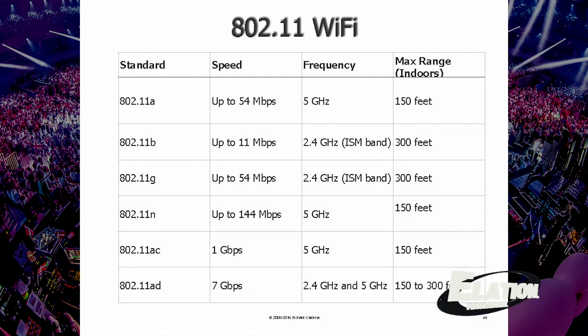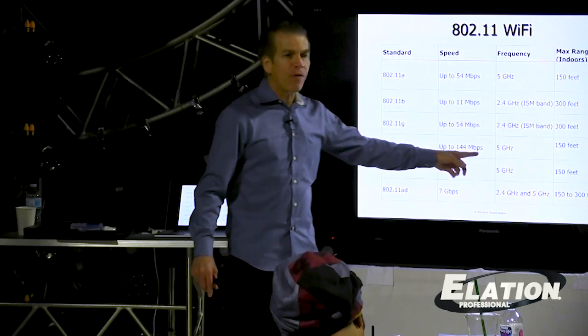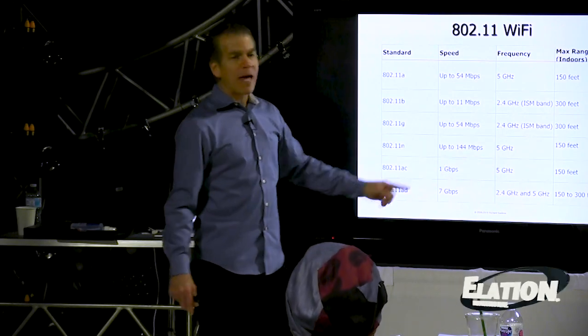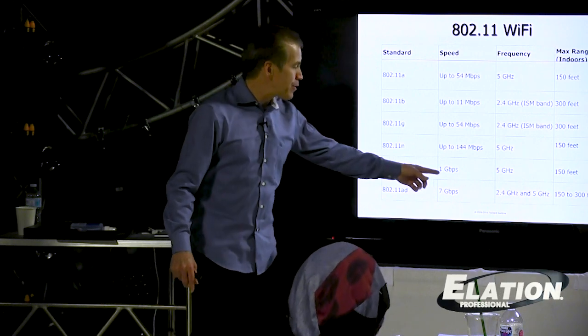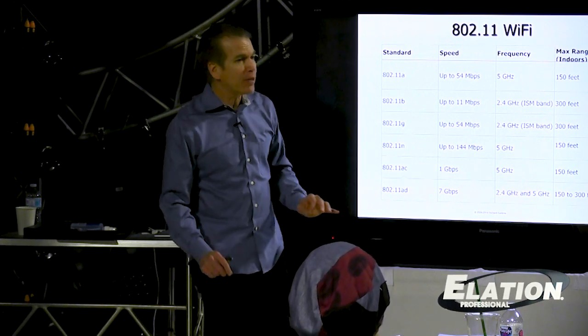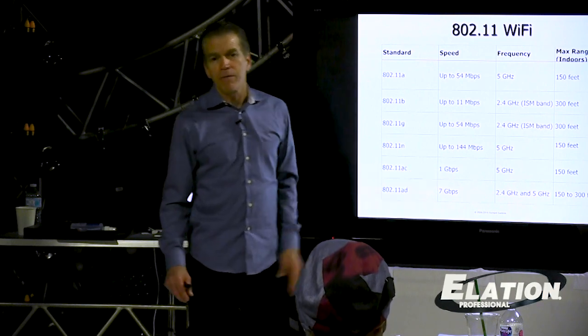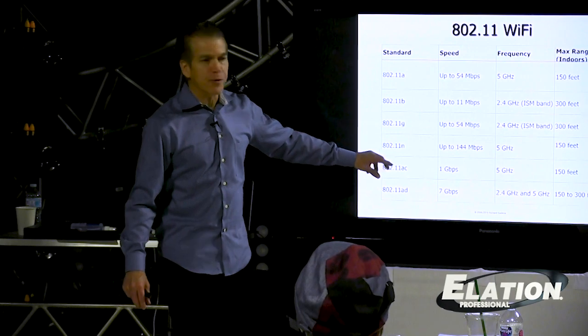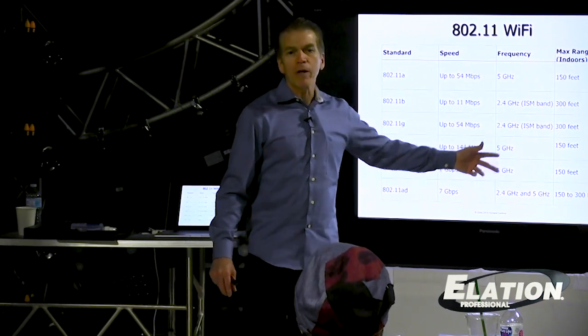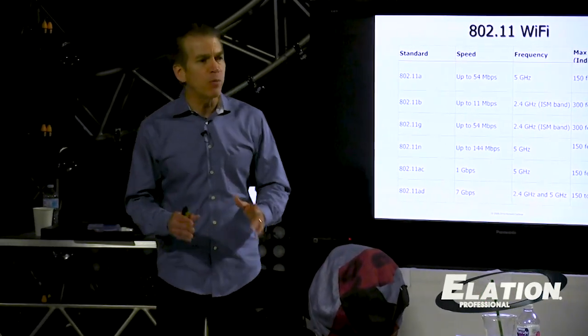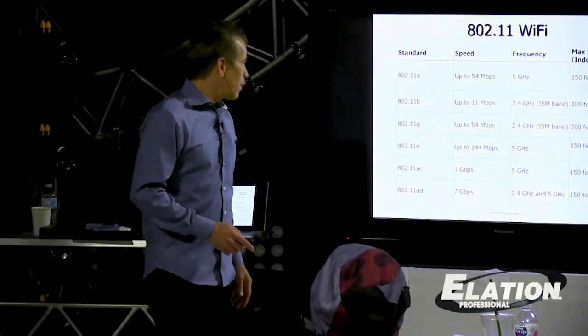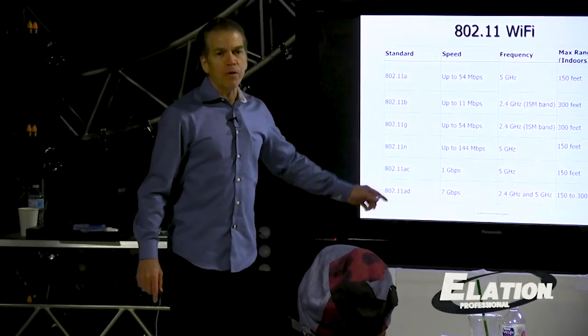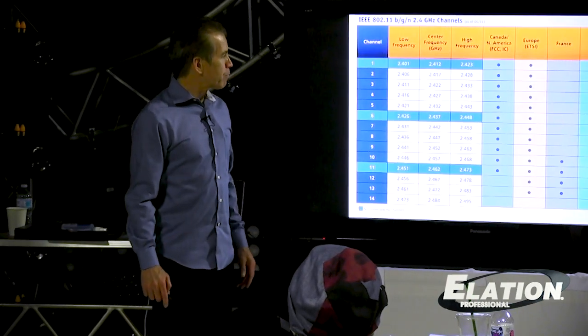802.11g uses the 2.4 gigahertz band, but it's got more bandwidth. And 802.11n uses the 5 gigahertz band with more bandwidth. And then AC has, under perfect conditions, a gigabit of bandwidth on the 5 gigahertz. Most of these are dual band routers, so in addition to running on the 5 gigahertz band, they also have a 2.4 gigahertz signal as well. AD is another protocol that they're developing as well.